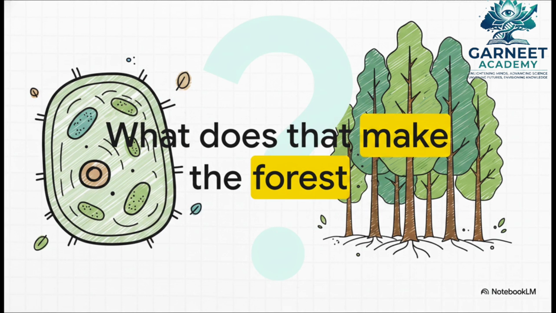So, we've mapped out the entire microscopic metropolis, from the sturdy cell wall borders, through the energy-generating chloroplasts, right down to the administrative nucleus. The scale and efficiency of this biological architecture are just staggering. Which leaves us with this final thought. If just one single plant cell is as complex and self-sufficient as a bustling city, what does that make an entire forest?